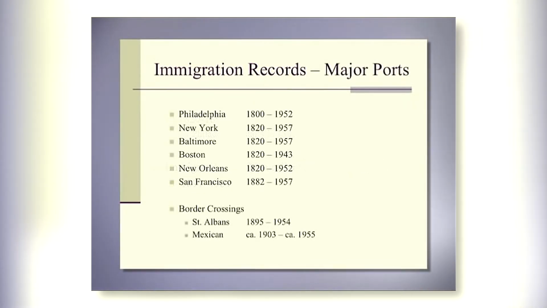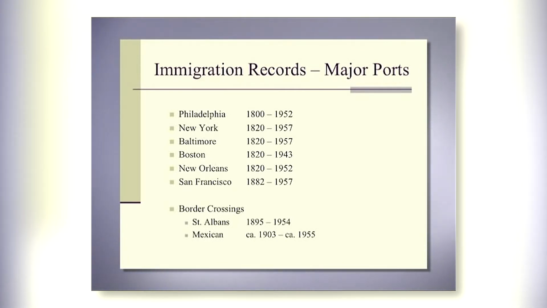On the screen, you'll see a list of some of the major ports that we have relating to immigration. Within those ports, you'll see records for the Port of Philadelphia, which range from 1800 to 1952, for the Port of New York from 1820 to 1957, Baltimore from 1820 to 1957, New Orleans from 1820 to 1952, and San Francisco from 1882 to 1957.